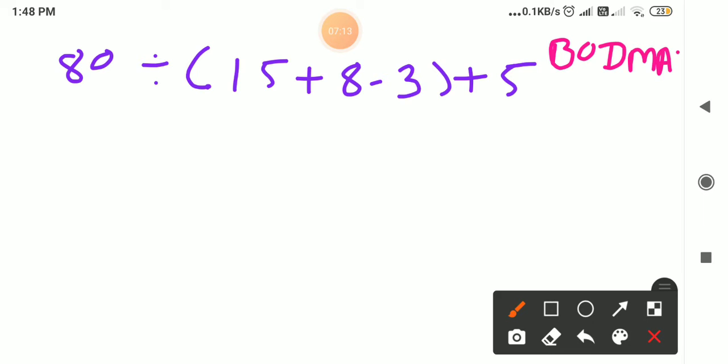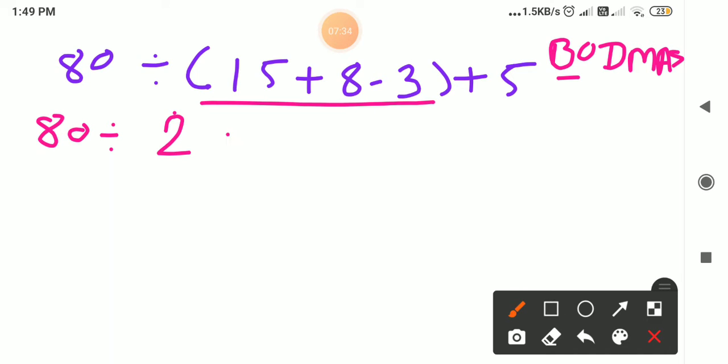Okay, so here first of all, B for bracket is there. So first we write here as it is: 80 divided by. First what do we have to solve? The bracket, because B is for bracket. So 15 plus 8, you can do it orally, no problem. 15 plus 8, how much? 23. And 23 minus 3 is equal to how much? That is 20. Correct?